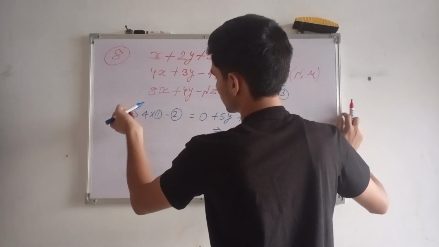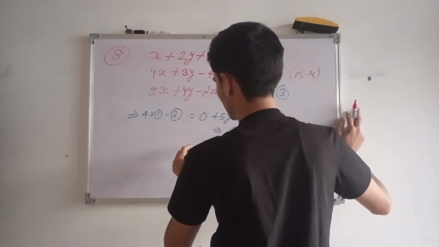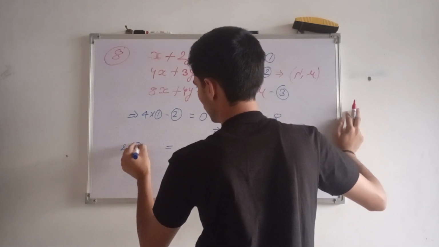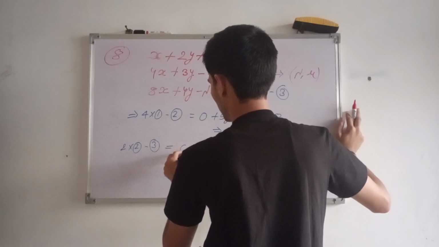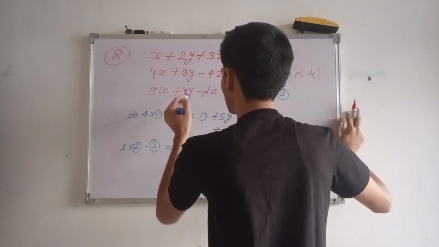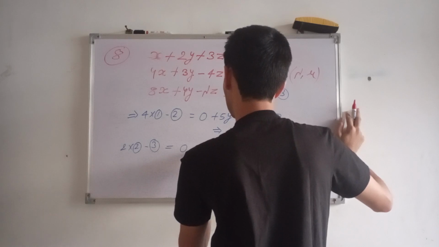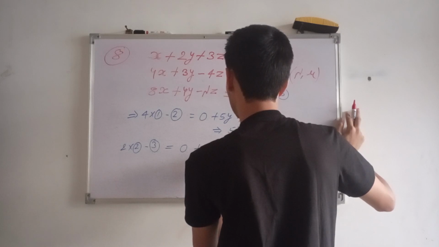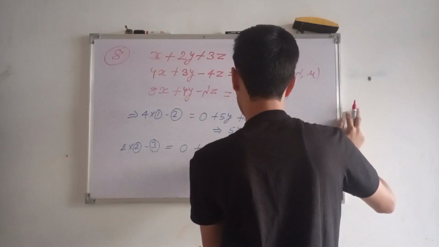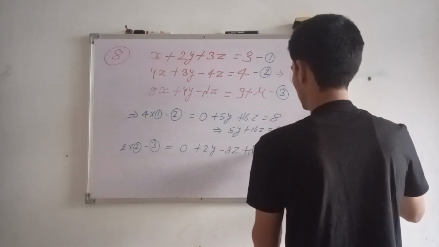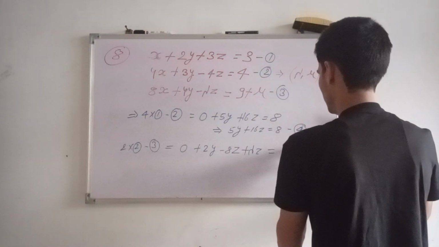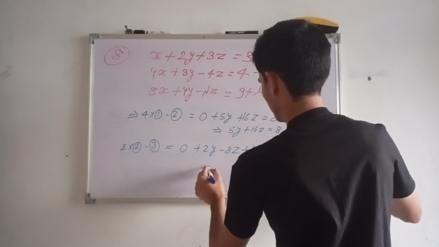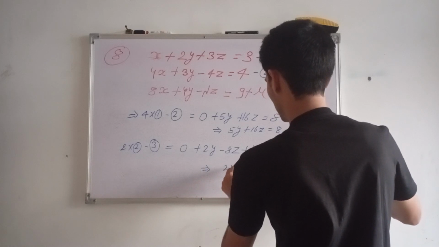Now here we have 4x, here we have 8x. Multiply this equation by 2 and subtract that from this. So 2 times equation 2 minus equation 3. You will get 0. 3 times 2 is 6 minus 4y gives 2y, minus 8z, minus minus will become plus lambda z, is equal to 8 minus 9 plus mu. This gives us 2y.